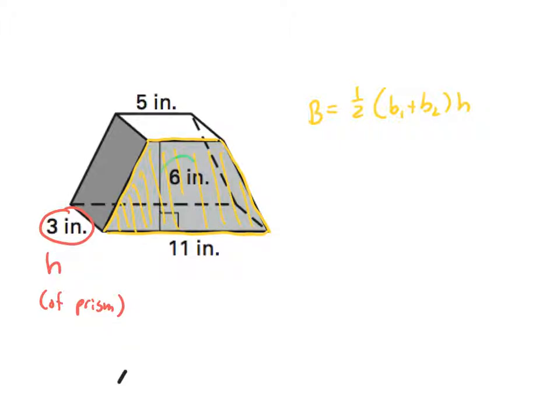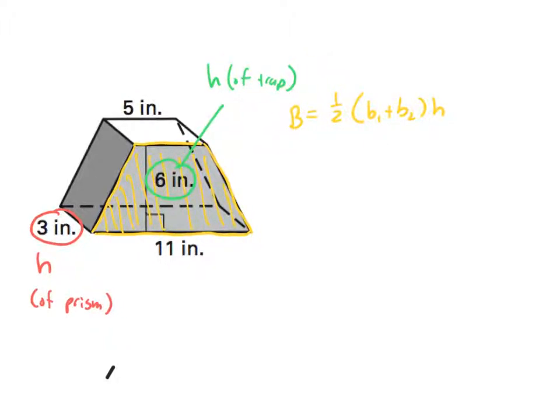But this one here, the 6, is the H of the trapezoid. So it gets confusing at times. My apologies, but you just have to stay cleanly organized.